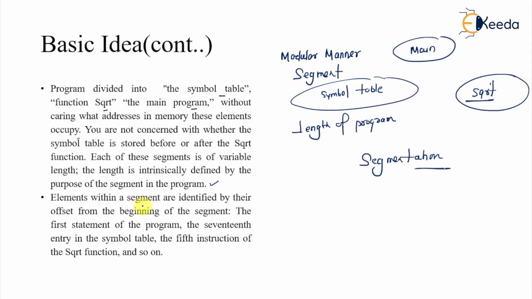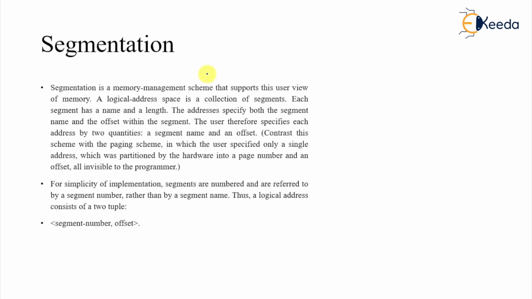An element within a segment is identified by the offset from the beginning of the segment. Offset is not a new term; we have already seen the offset within a page, and now we are talking about the offset within the segment. For example, the first statement of the program, the 17th entry in the symbol table, the 5th instruction of the sqrt function, and so on, from the beginning. So what exactly is segmentation? That was the overview.